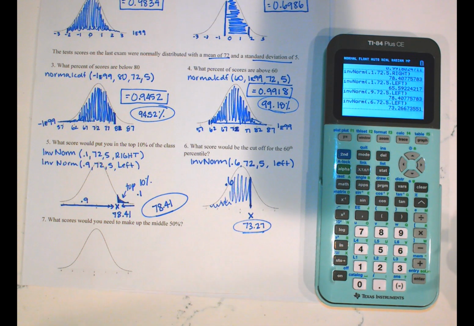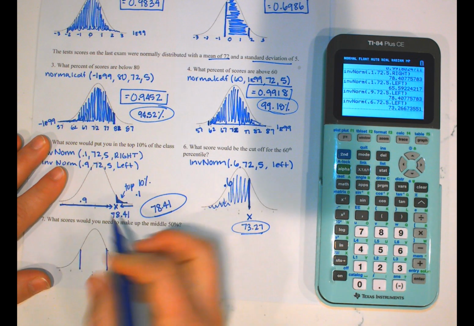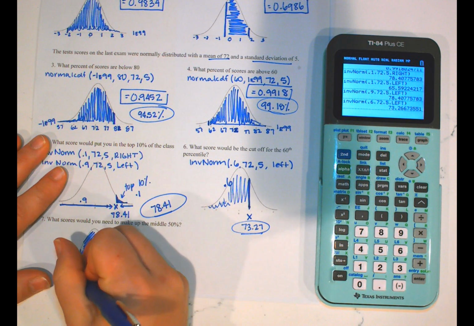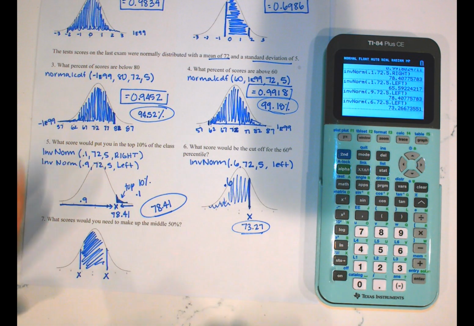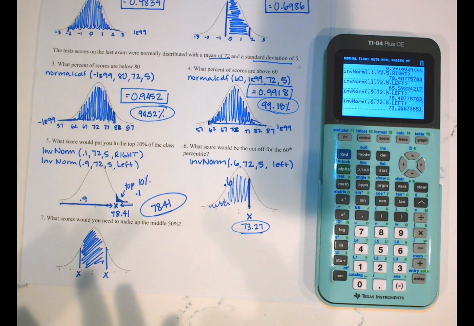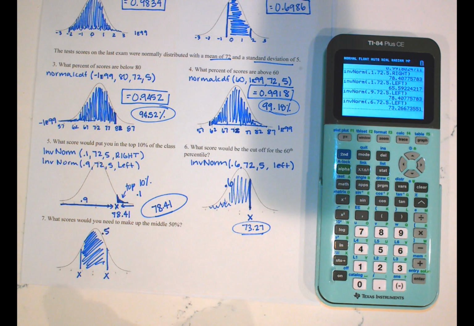Okay. It says, what scores would you need to make up the middle 50%? So I'm actually looking here, right? I'm looking for what scores are here and here that make up, right? If you're between these two scores, you're in the middle 50% of everybody. So my area in here is 0.5.